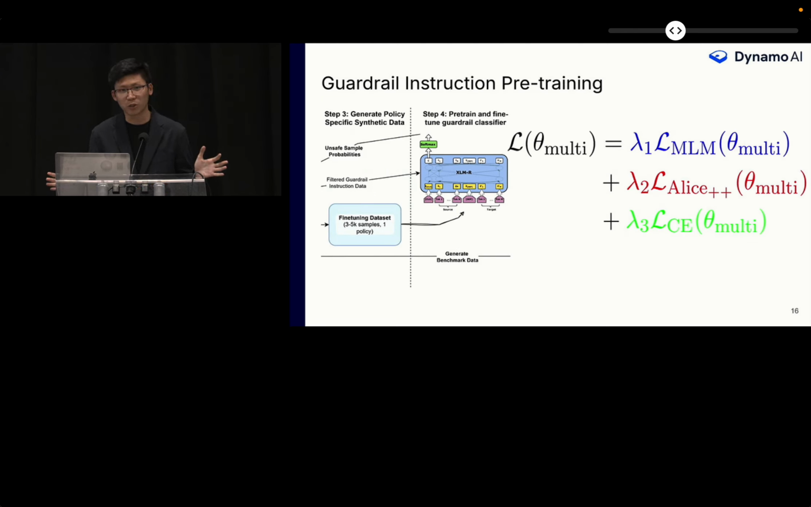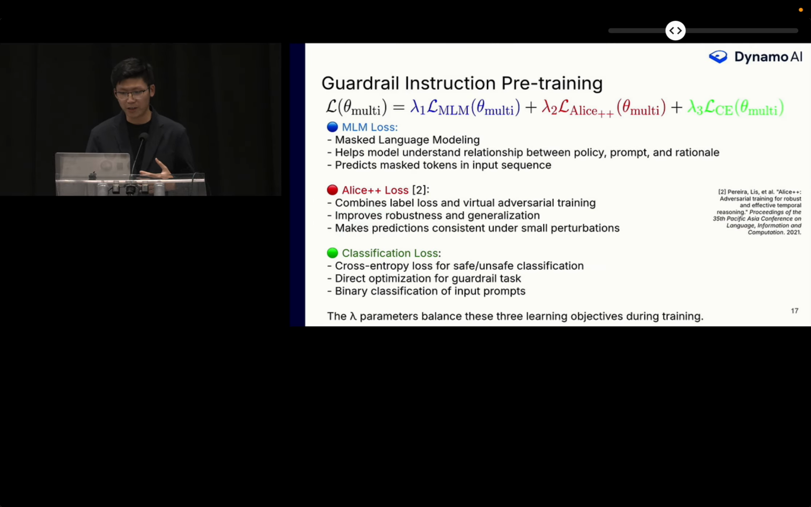Given that massive pre-training corpus, we do this pre-training multitask learning step, and I'll break it down into 3 different tasks. The first thing we do is take the model and do the regular masked language modeling task, which really helps the model understand in the pre-training phase how the policy interacts with the examples and the rationale. It really gets the embedding space correct in terms of this diverse 100,000 policy set.